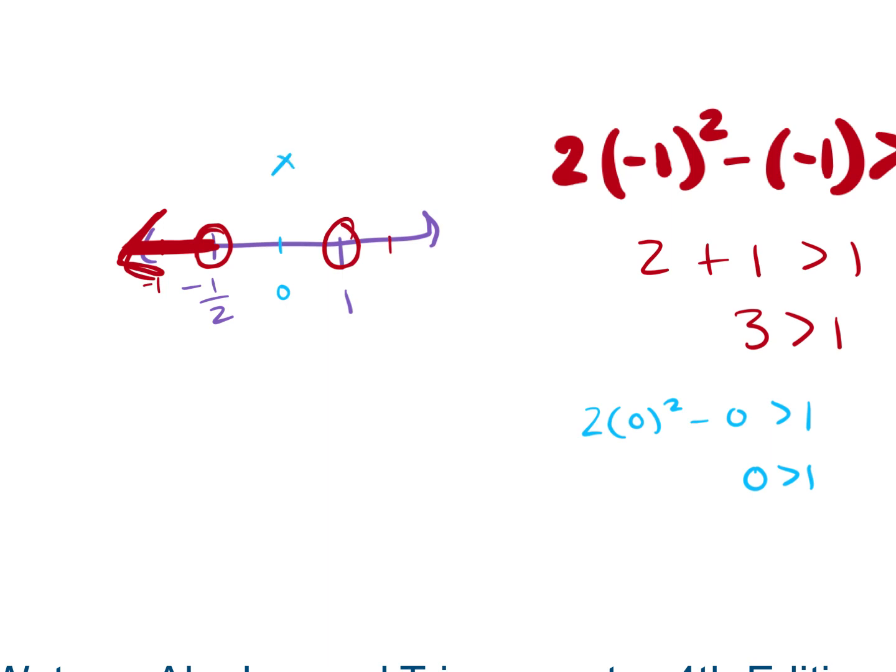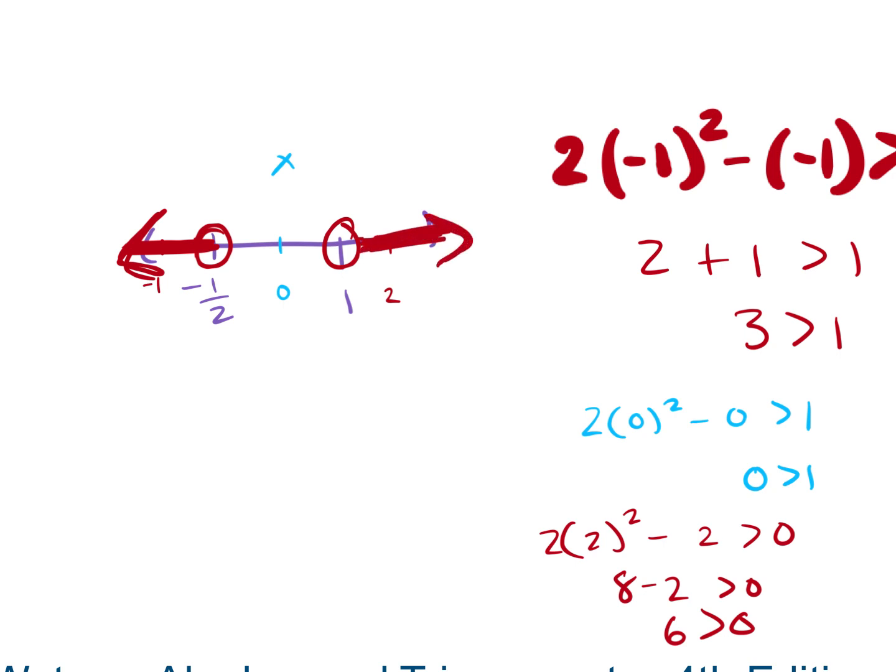Let's plug in another number outside just to be super sure. Let's plug in 2. So we have 2 times 2 squared minus 2 minus 1 is greater than 0. So it'd be 8 minus 2 minus 1. Is that greater than 0? Yes. So we highlight outside of our 2 points.